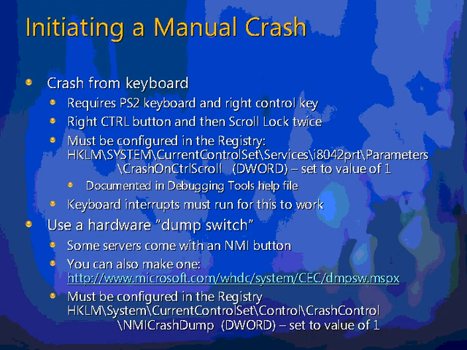The second option is to configure a dump switch, or use the dump switch. Some servers come with an NMI button, non-maskable interrupt. To cause Windows to crash when it sees an NMI signal, you configure this registry value right here. You can also make your own dump switch in case you've got a system that doesn't have one. You visit this website, and it tells you for about $8 how you can go to Radio Shack and buy a button, connect a wire to it, and then connect it to the NMI pin on your motherboard. If you've never done this, I highly recommend it. It's very gratifying.